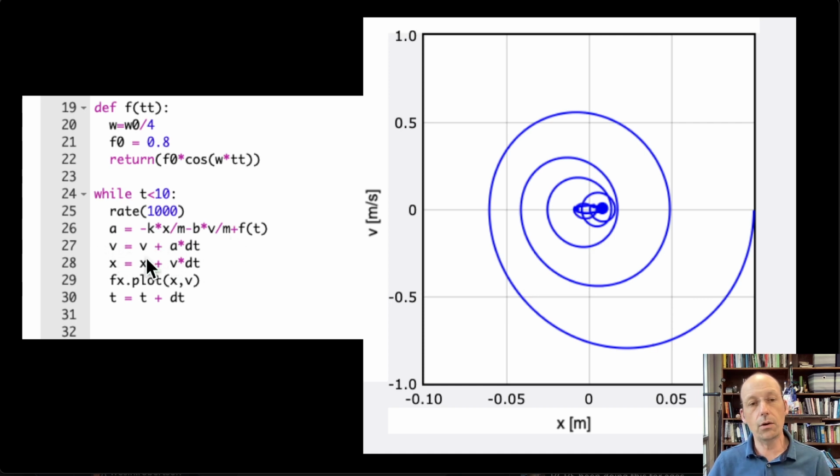This is an update equation because in Python, the equal sign is an assignment of a variable. It says make it equal to, so it's not an algebraic thing. The v's don't cancel. And then I update the position, and then I plot it, and I update time. And you see, I get the same thing.